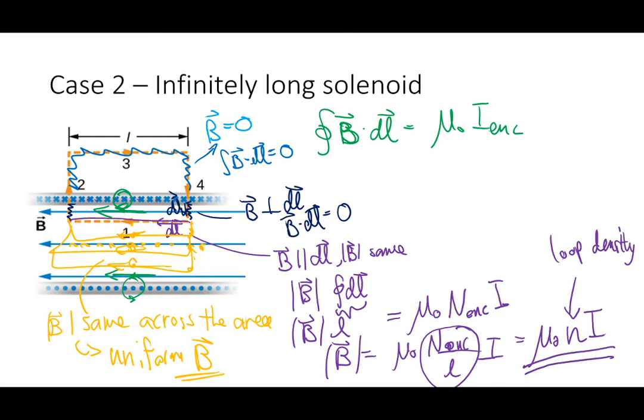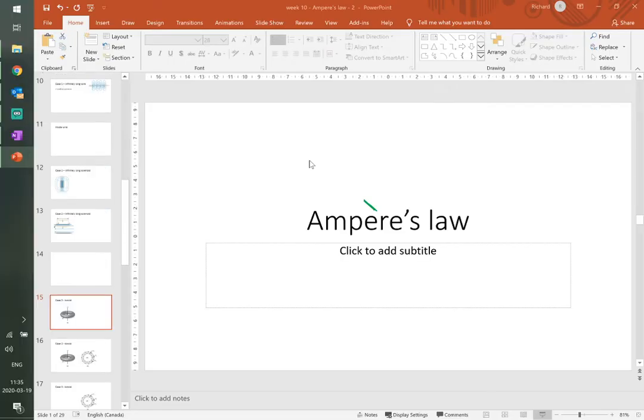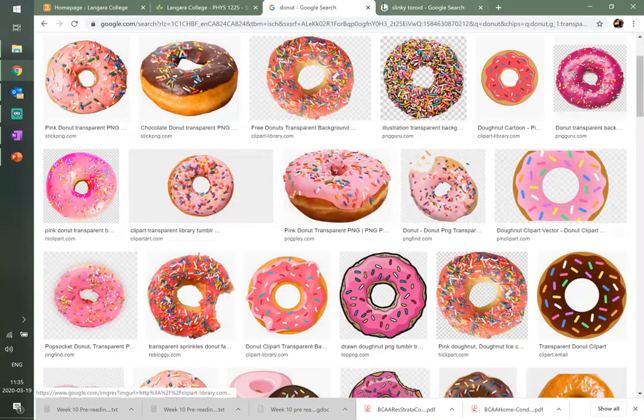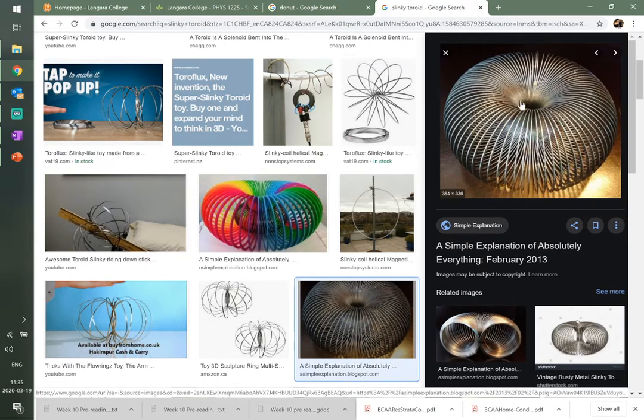Another case I'd like to go through with you then is the toroid shape. A toroid shape is basically like if you took a solenoid and you took the two ends and you join them together, right? And a way to visualize it, actually I'll look up some images. So you can look at like a slinky, loop back around itself like that. So you take a slinky and you join the two ends up and make it like a circle like that.